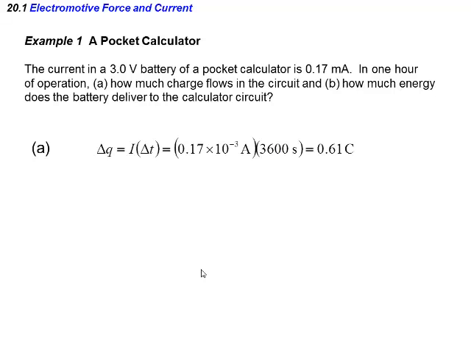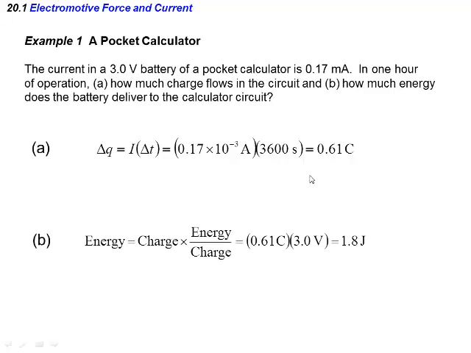I equals Q over delta T. In this case, we're solving for delta Q, or charge, so we would multiply the current times the time in 1 hour. In order to calculate energy, we'd use energy equals charge times the energy per charge. And if you remember, the other label for voltage is joule per coulomb. You take your charge, which you calculated in part A, and multiply it times the voltage to get energy.